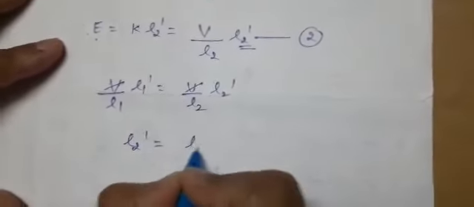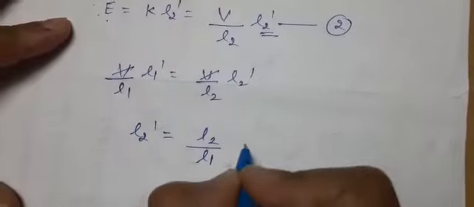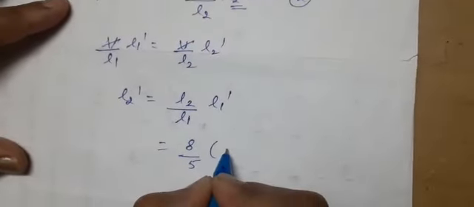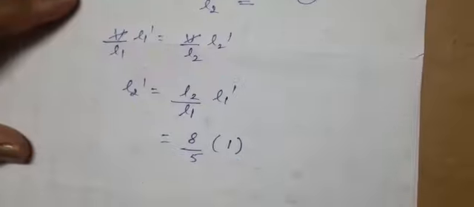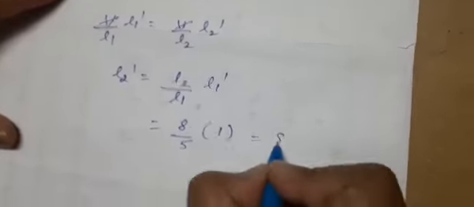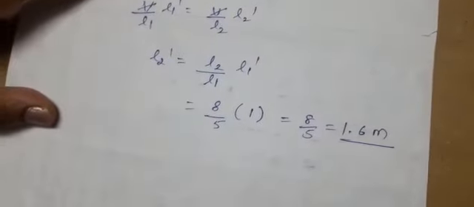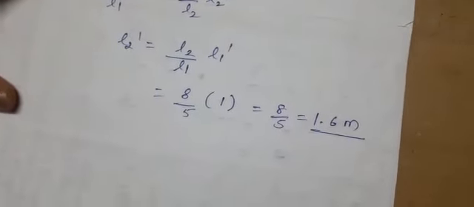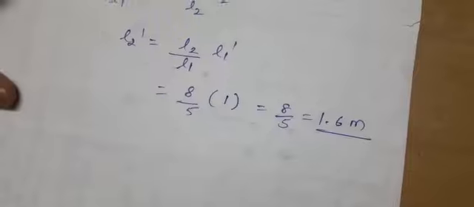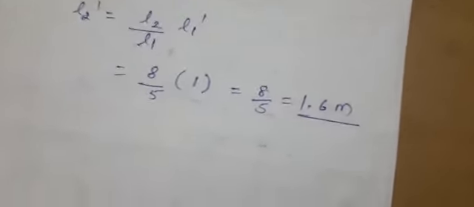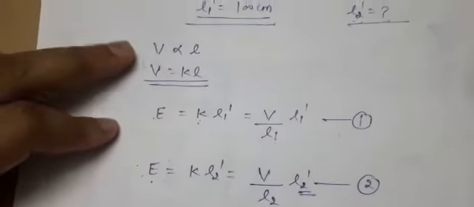So L2 dash will be L2 upon L1 into L1 dash. So L2 is 8, L1 is 5, and L1 dash, that is 100 centimeter, I can take it as 1 meter. So now when I will solve it, this 8 by 5, it will be 1.6 meter. See, basically what important point we are utilizing, that potential drop is proportional to the length of the wire.